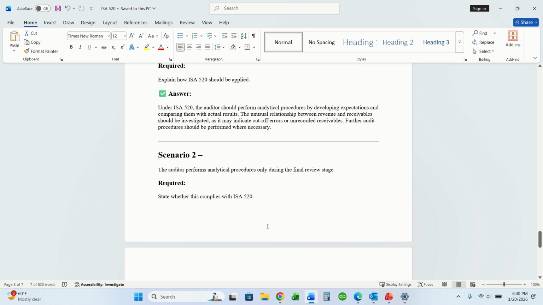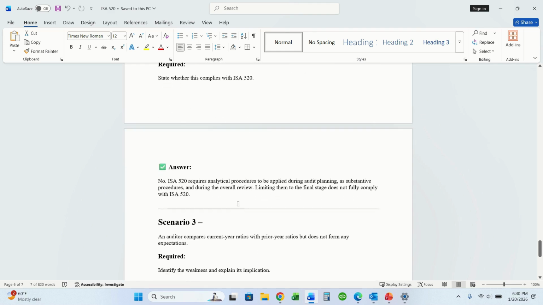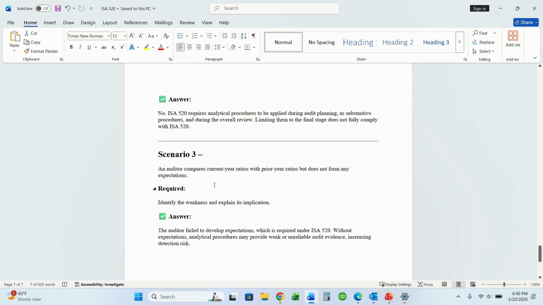Scenario 2. The auditor performs analytical procedures only during the final review stage. State whether this complies with ISA 520. No, ISA 520 requires analytical procedures to be applied during audit planning, as substantive procedures, and during the overall review. Limiting them to the final stage doesn't fully comply with ISA 520.